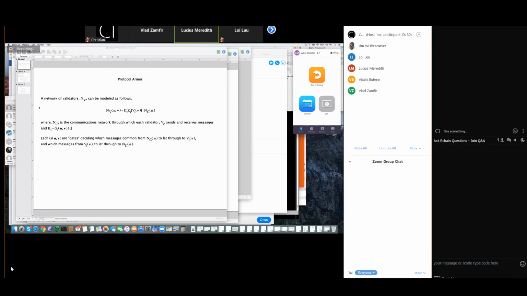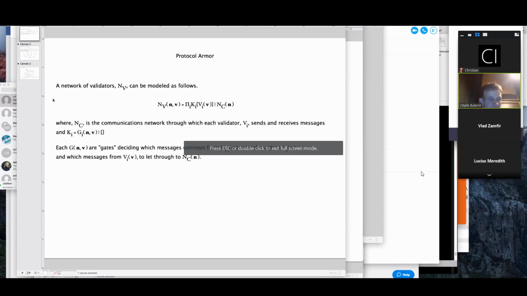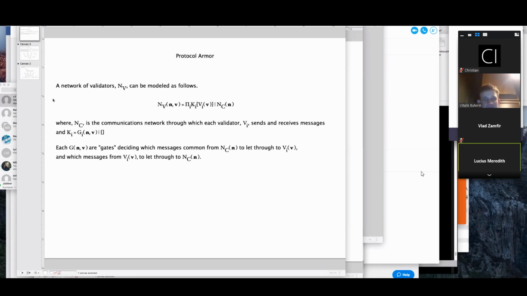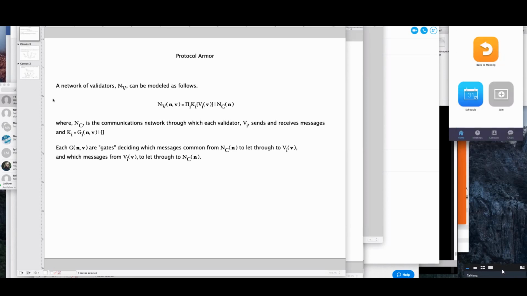Yes. Protocol armor, network of validators, and underscore G, blah, blah, blah. Yeah, exactly. Vlad, did you get a chance to look at these? Yeah, I did. Okay. I have a few questions about your notation, but I'm sure we'll get into it. Yeah, that was why I wanted to put them together.